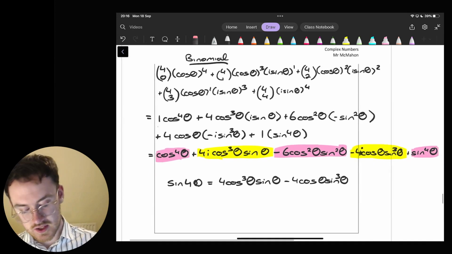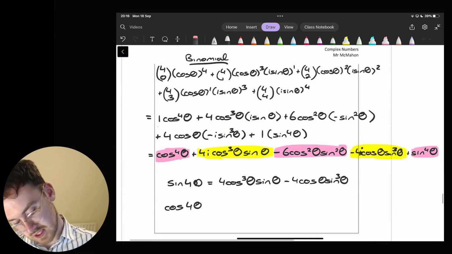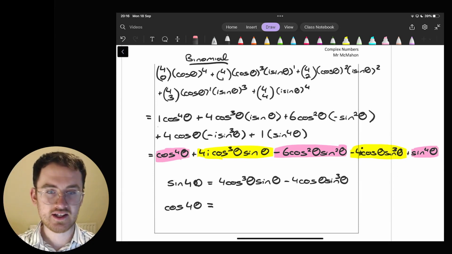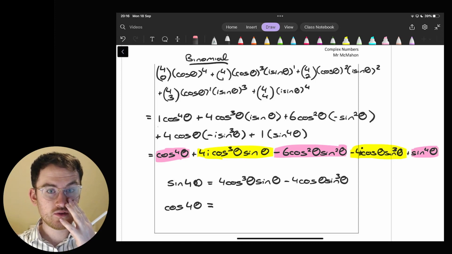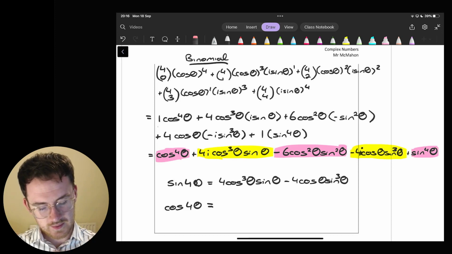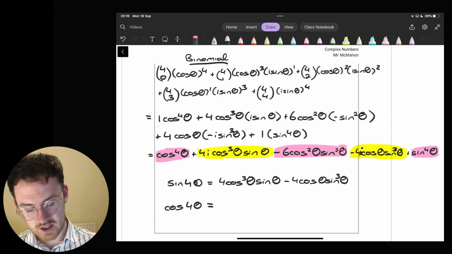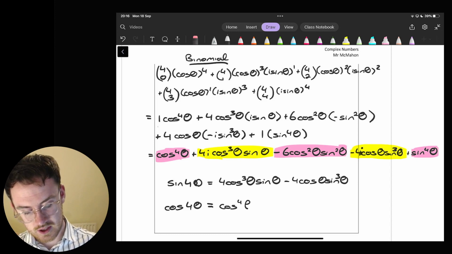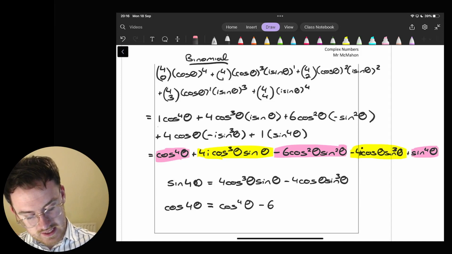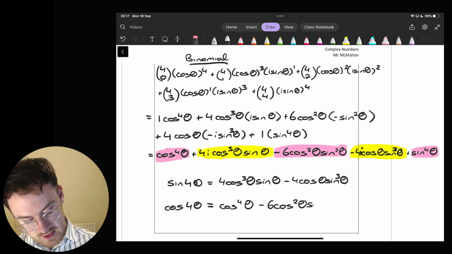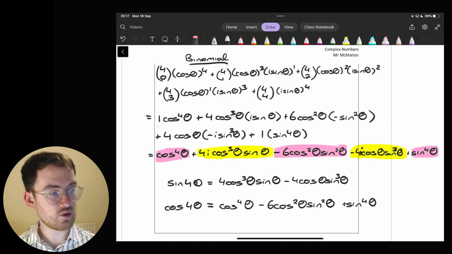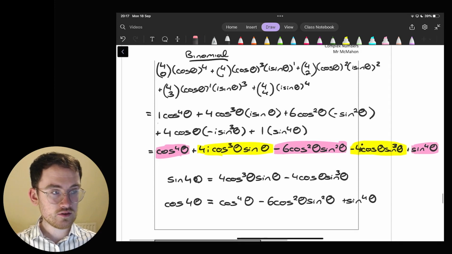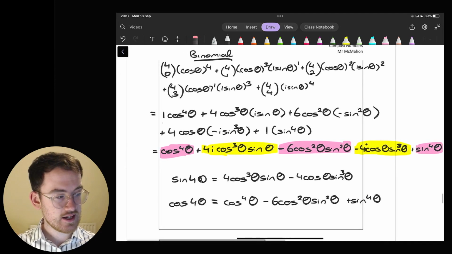Now we need to look at the cos 4 theta. It's always good when the question gets you to find an answer because it helps you see if you've made any mistakes along the way. It's a good one for us to make sure with our binomial expansion that we are checking every part of it. Okay, cos 4 theta, we're taking all the real parts. So cos 4 theta is going to be equal to cos to the power of 4 theta minus 6 cos squared theta sine squared theta, and then plus sine to the power of 4 theta at the end there. So we're taking all of those parts and including all of those together.